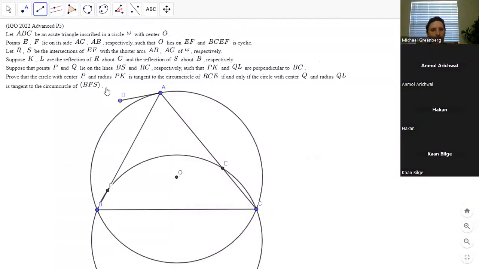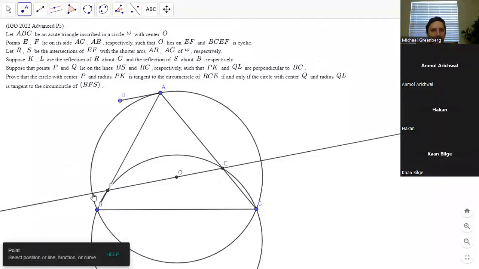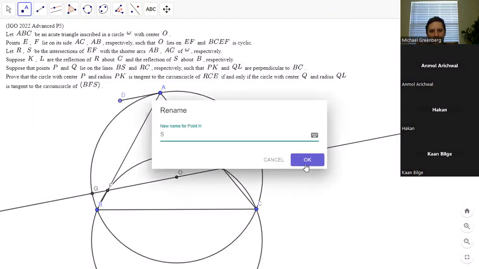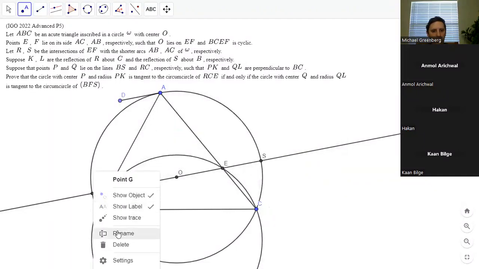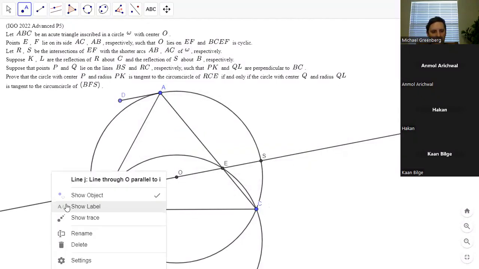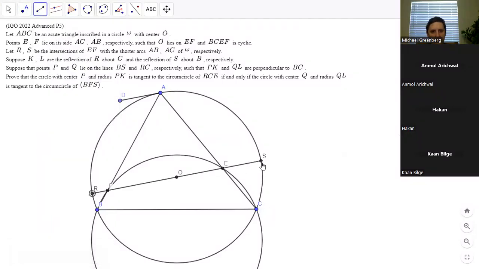And we draw the intersection of EF with the arcs. Okay, so R and S. So this is S. This is R. And we reflect R about C and S about B. Interesting.